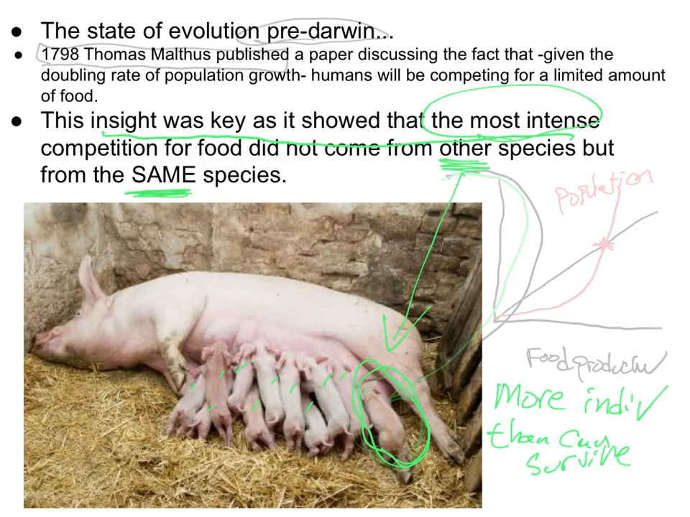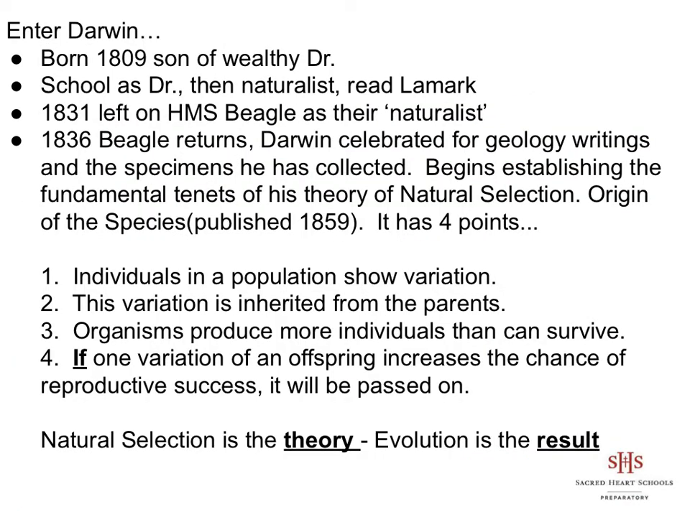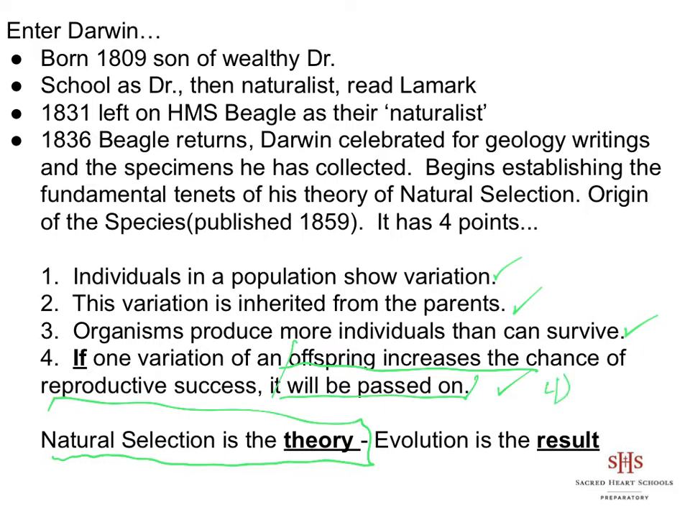And I'll go over that in the next slide. So Darwin puts these ideas together and comes up with the theory of natural selection. The ideas are that individuals show variation, variations are inherited from parents, more individuals are produced than can survive, and if your variation allows you to survive, then that variation gets passed on. So these are the four principles of natural selection, and those things lead to evolution. So evolution is the result of natural selection.